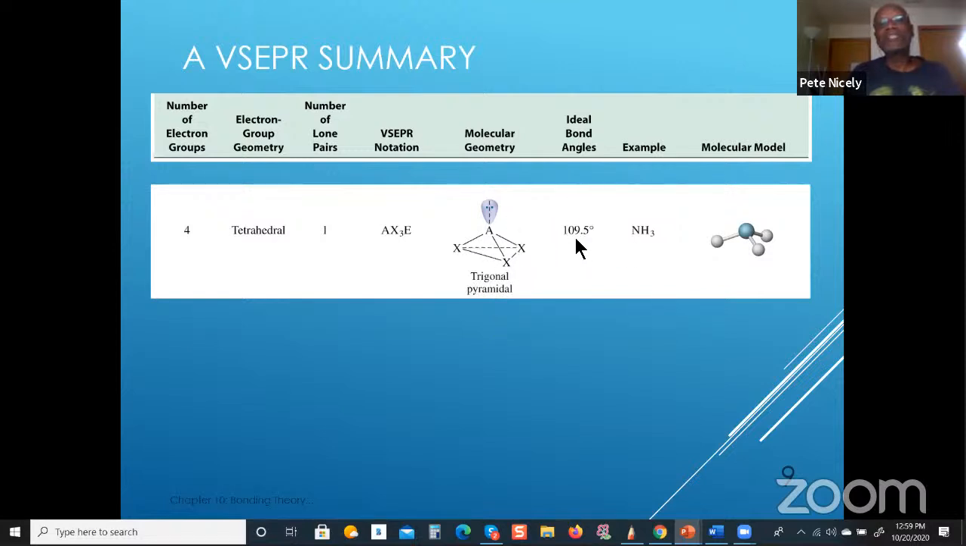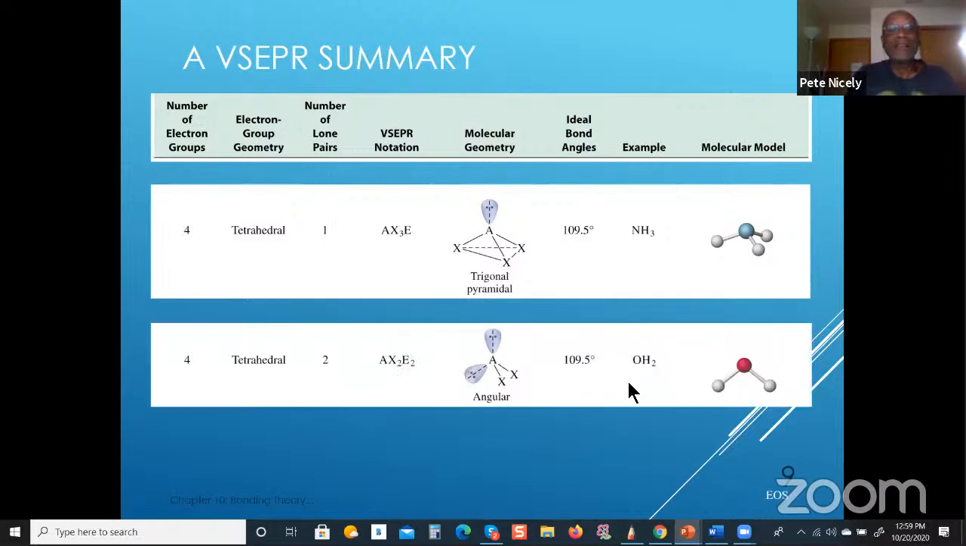The bond angles will still be the same as in the case of the tetrahedral shape because the electron group geometry is still the same. An example of this would be the ammonia molecule. And over here you have the molecular ball and stick representation of that same geometry. So that's what happens if you have 4 electron groups, one of which is a lone pair of electrons.